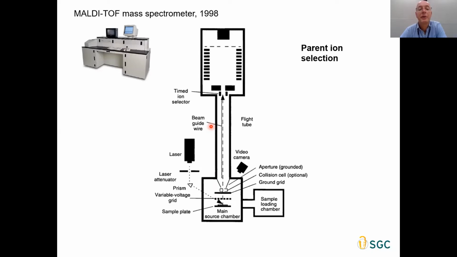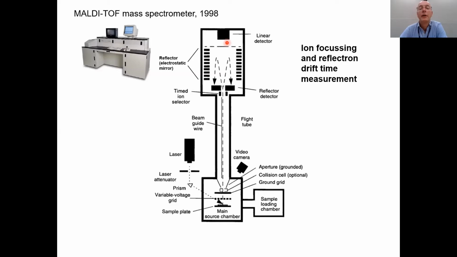They will then pass through a timed ion selector. So this is a type of mass filter. So we can select an individual ion of interest, and then finally they will hit the linear detector here. So we can measure the time of flight. We now have an electrostatic mirror. So this is an electrical field applied to the opposite charge, so the ions will slow down and then eventually stop inside this electrostatic mirror, and then they're reflected back onto a secondary reflected detector here.